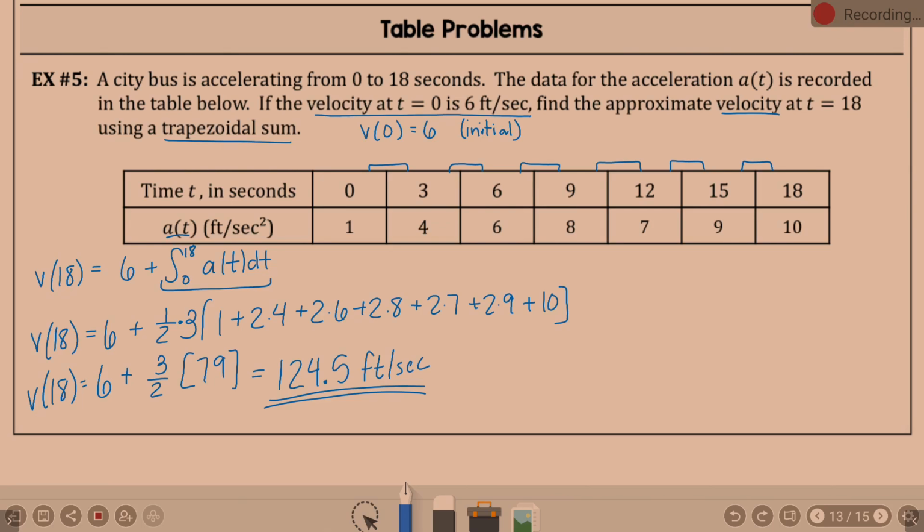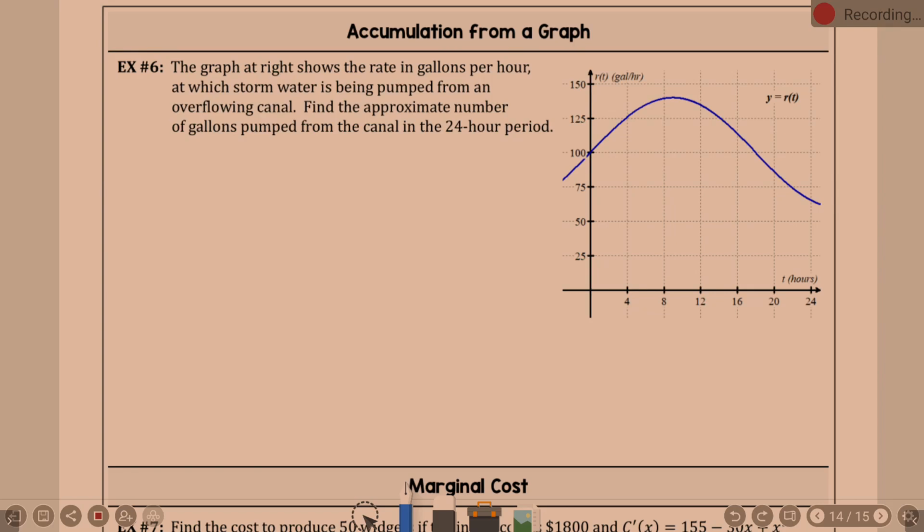Okay. The graph at the right shows the rate in gallons per hour at which stormwater is being pumped from an overflowing canal. Find the approximate number of gallons pumped from the canal in the 24-hour period.